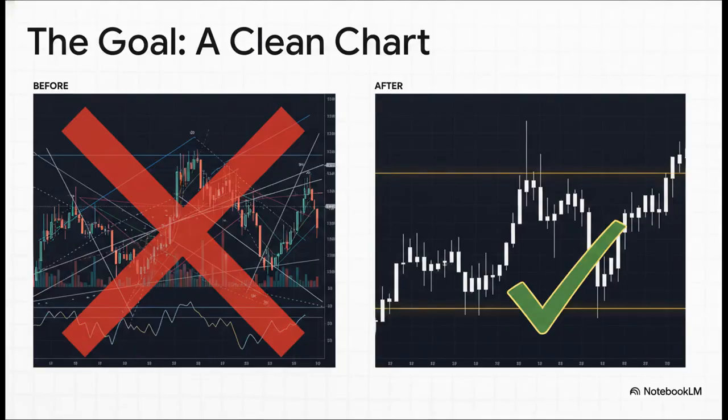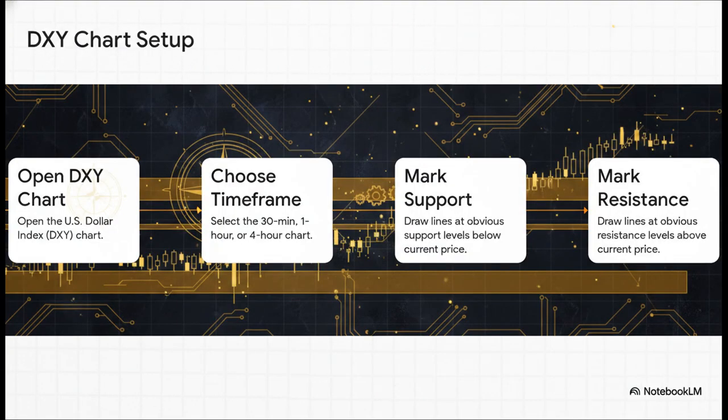Rule number one, and this is non-negotiable, is to get rid of all the noise. Seriously, so many traders just stack their charts with so many indicators and lines that they can't even see the price anymore. For this strategy, clarity is king. We are only focused on clean, obvious price levels, support and resistance. That's it, nothing else.